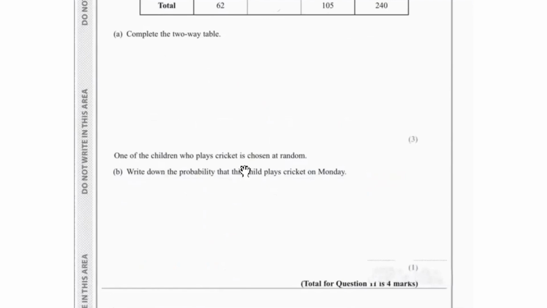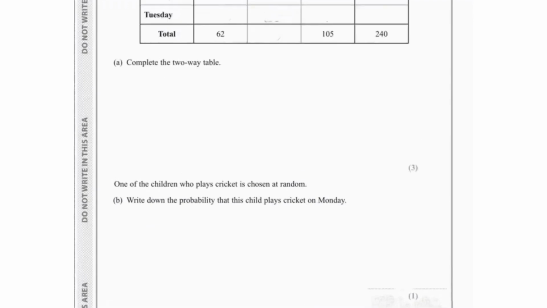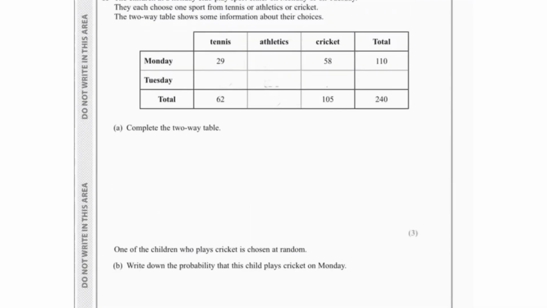One of the children who plays cricket is chosen at random. Write down the probability that this child plays cricket on Monday. So people who play cricket, that's this. We have to write down the probability that this child plays cricket on Monday. So that's 58 out of 105. That's your answer.